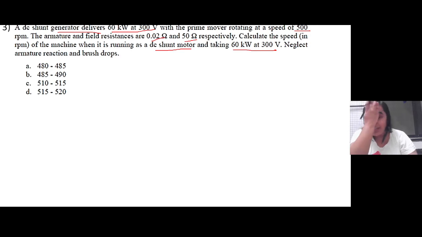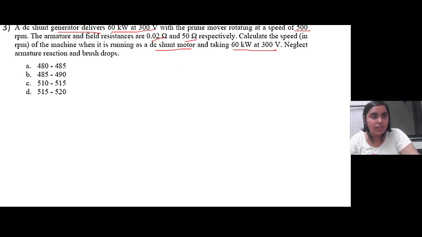The armature reaction is basically the effect of the flux set up by the current in the armature winding on the main field flux. Neglecting the brush drops, there is a very small voltage across the brushes that are connected across the armature. So these two drops are neglected, and for this ideal condition, the same machine is now working as a motor, taking the same rated load and voltage. What we have to find is the speed of the machine when it is running as a motor.